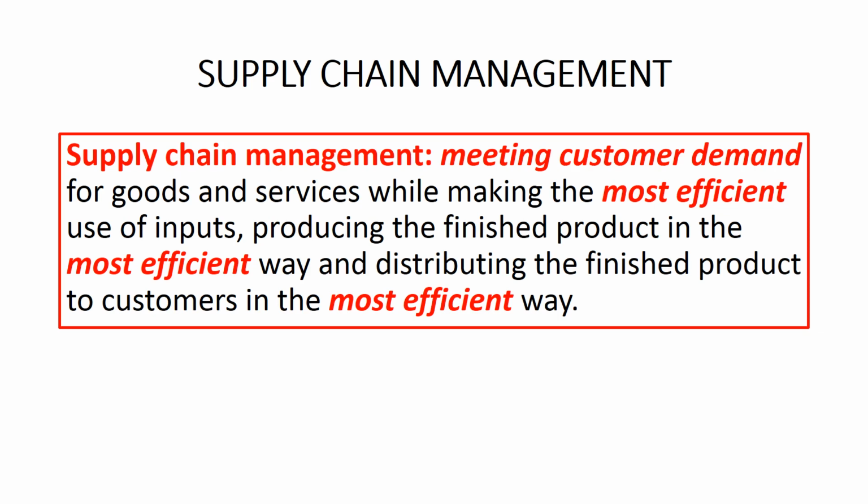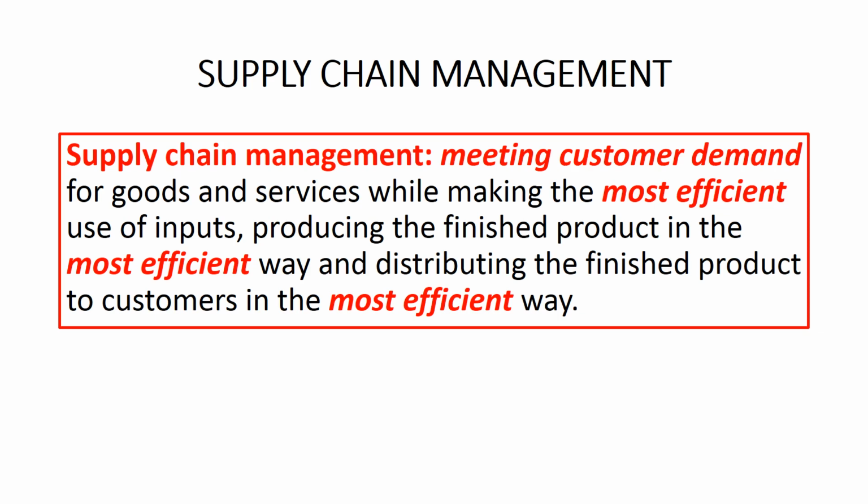You'll note that effective supply chain management involves 2 requirements. The first requirement is the requirement to meet customer demand for the goods and services produced by the business. The second requirement is the requirement for the supply chain to operate efficiently, that is, cost effectively, through minimizing the cost of inputs, the cost of producing the outputs, and the cost of distributing the outputs to customers.